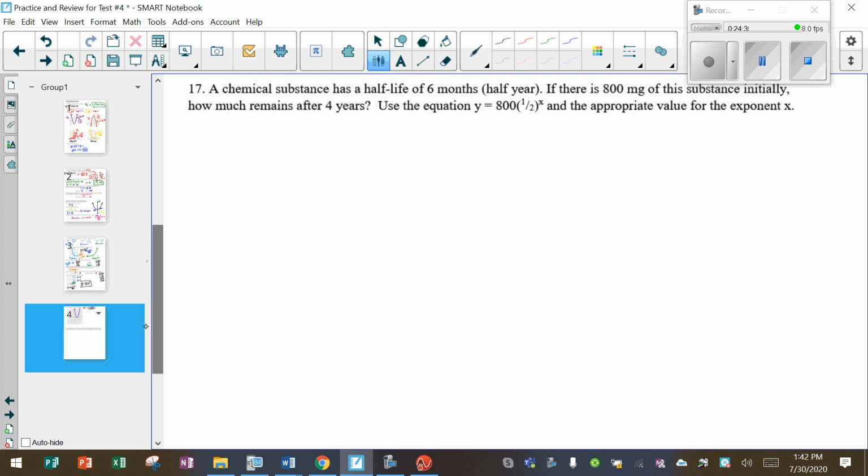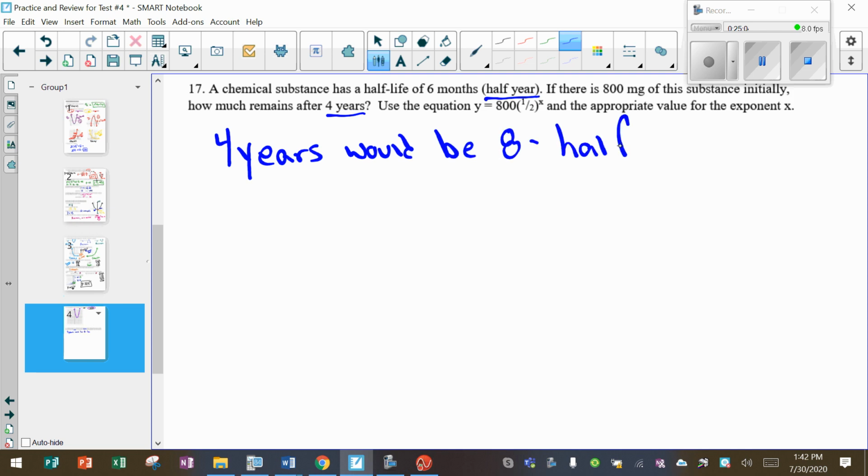And the last one. A particular chemical substance has a half-life of 6 months. Now remember, 6 months is half of the year. If there is 800 milligrams of this substance initially, to start with, how much remains after 4 years? 4 years would be 8 half years. So we're going to have to use the 8 as the exponent.